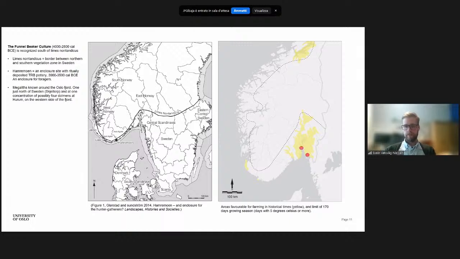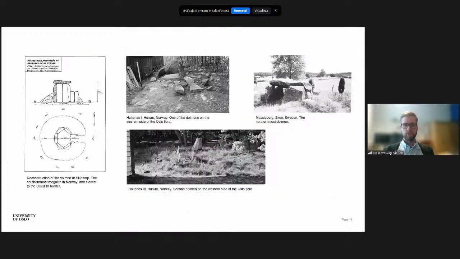So in Norway, we have a few megaliths around the Oslo Fjord. One is just north of the Swedish border, and there is a concentration even further north at Hurum, where there were possibly four dolmens. Here we can see the reconstruction of the dolmen at Kjelltorp, excavated a long time ago, and we have more recent excavations at Holtenes 1 and Holtenes 3. These dolmens are similar to the northern types from Sweden. And we have the northernmost from Masleberg in Skien.